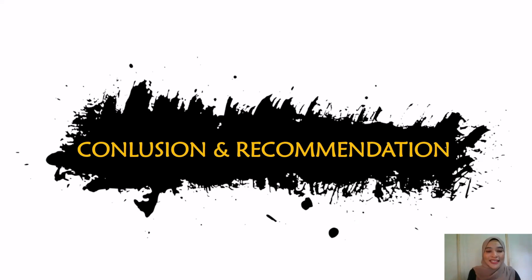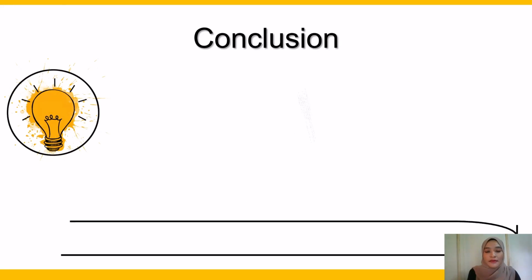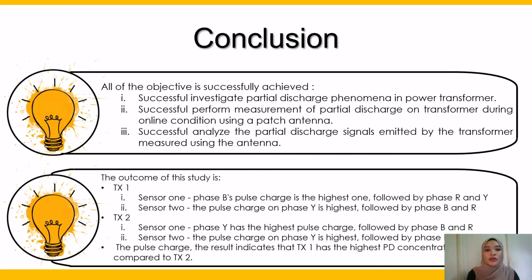Okay, then is conclusion and recommendation. As for the conclusion, we can conclude that all of the objectives are successfully achieved. First, we successfully investigated partial discharge phenomena in power transformer. Second, we successfully performed the measurement of PD on a transformer under online condition using a patch antenna. And the third one is we successfully analyzed the partial discharge signal emitted by the transformer measured using the antenna.